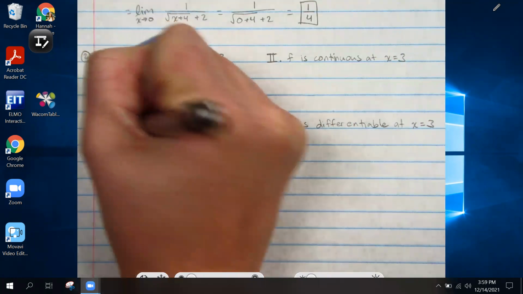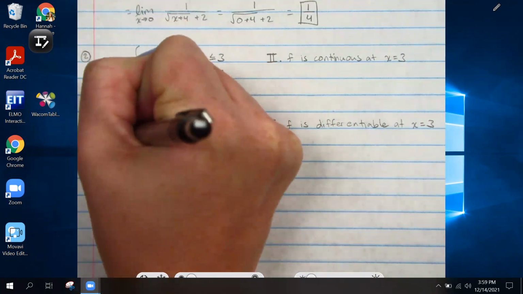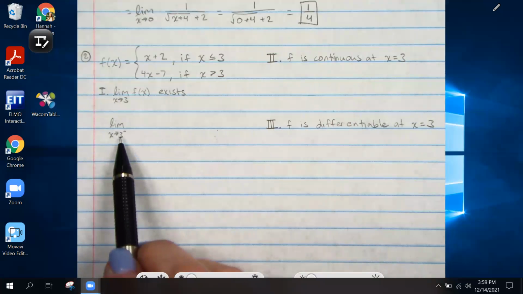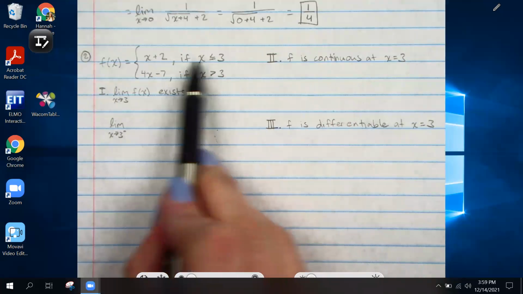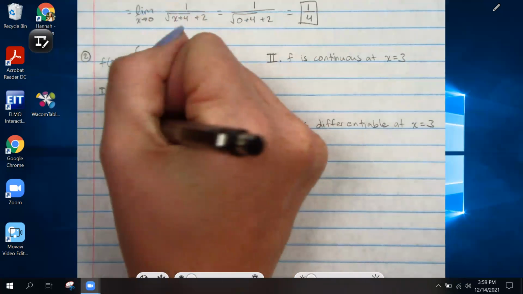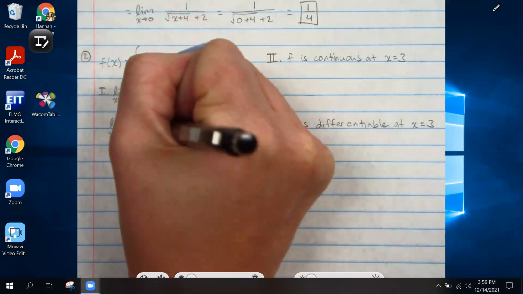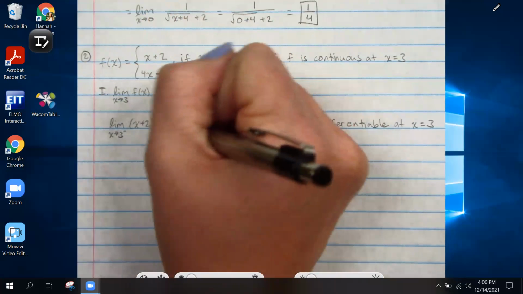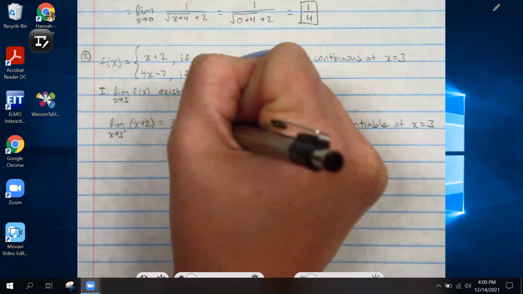So if we look at the limit as x approaches 3 from the left, that means we're looking at numbers less than 3. So we're going to be using the first line of our function, x plus 2. When we substitute 3 into that function, we get 3 plus 2, which is 5.